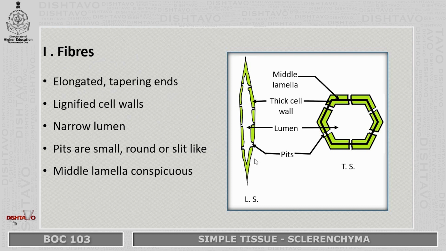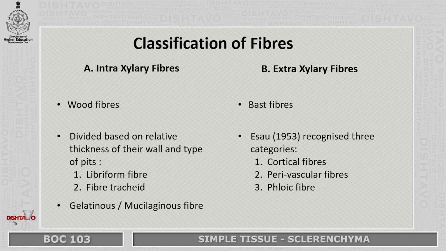Now the first one is the fiber, that is one of the sclerenchymatous cells. It appears elongated with tapering ends. It shows the deposition of lignin along the walls. They show a narrow lumen, and this lumen goes on thinning because of the deposition of the lignin. Then we have pits, which are the unthickened areas of the cell wall. Then the middle lamella, here you can see that is very conspicuous in the case of fibers.